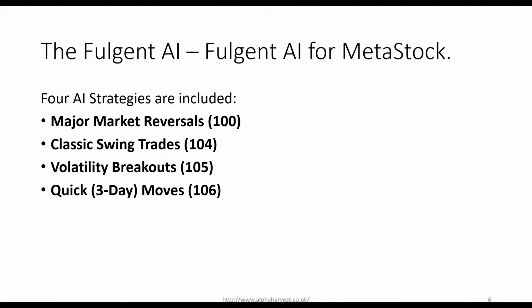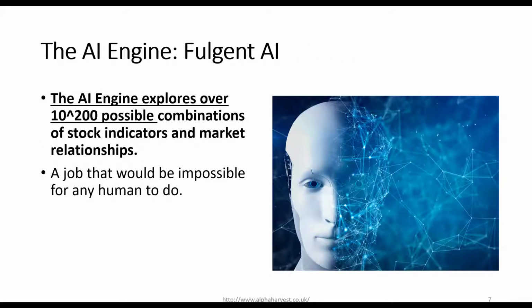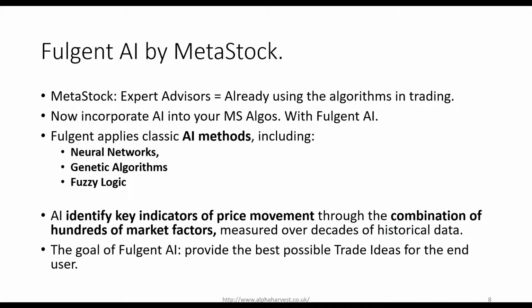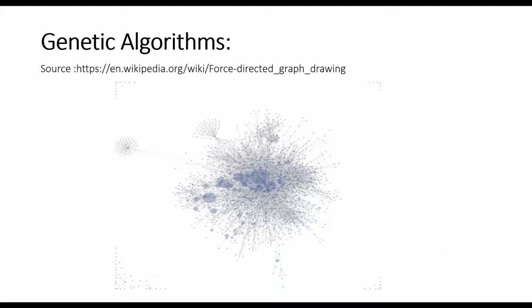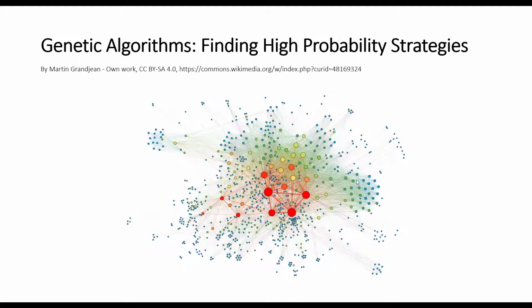Now, a brief tip of the iceberg explanation of how the AI works. The AI does 10 to the power of 200 different possible combinations of stock market indicators and market relationships using neural networks, genetic algorithms, and fuzzy logic. So what the AI does, it takes every single technical indicator with every single setting and combines them together and eliminates the weak trades and only focuses on the high probability trades, those technical trading strategies or combinations of technical strategies that have the highest probability of success.